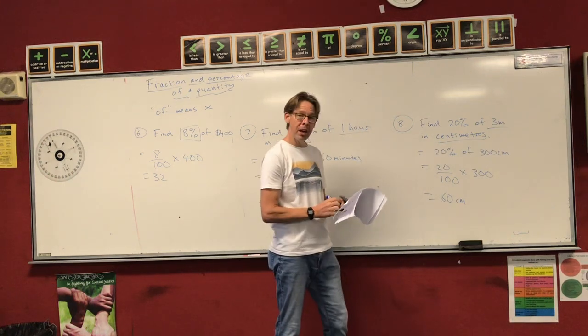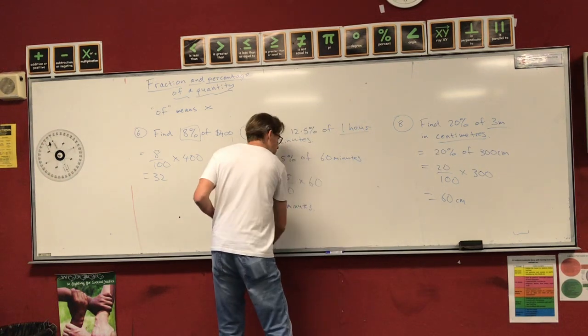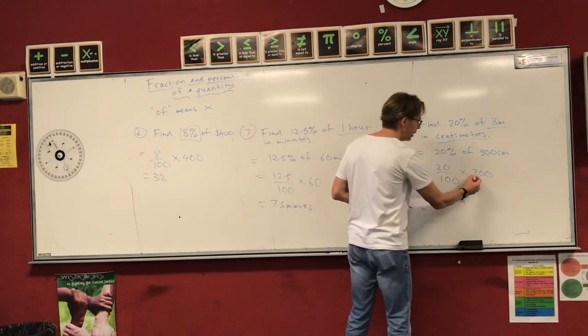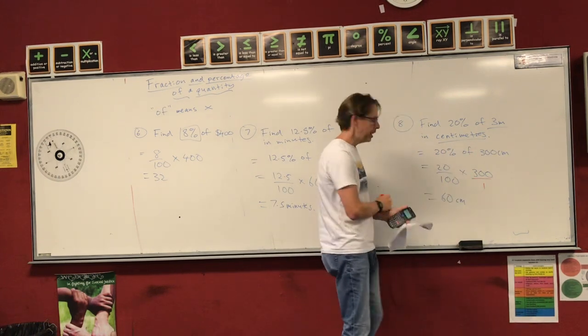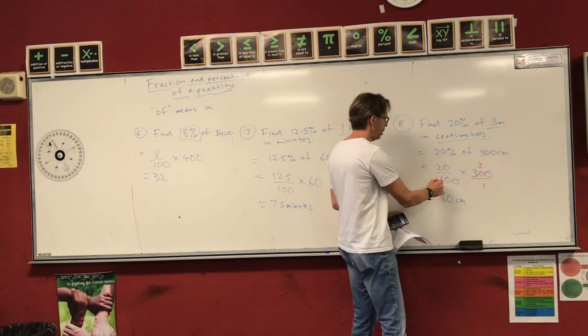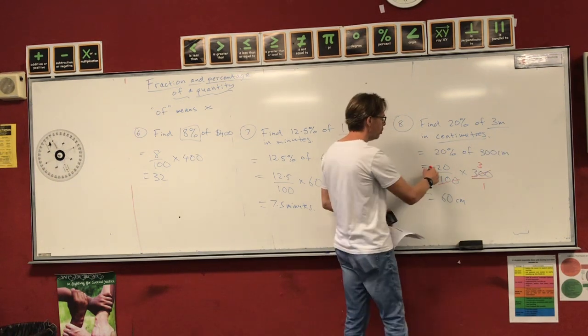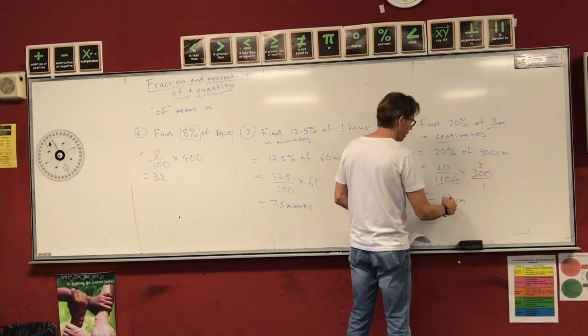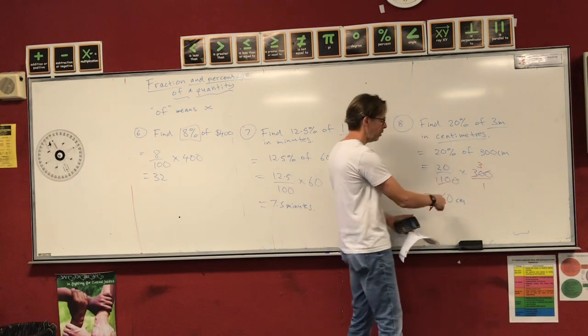Alright, how would you do it without a calculator? I wonder. Okay, without a calculator I would do this, over 1. And then I would go, 100 goes into 300 3 times. Okay? And then 20 times 3 is 60. 1 times 1 is 1, so 60 over 1 is 60.